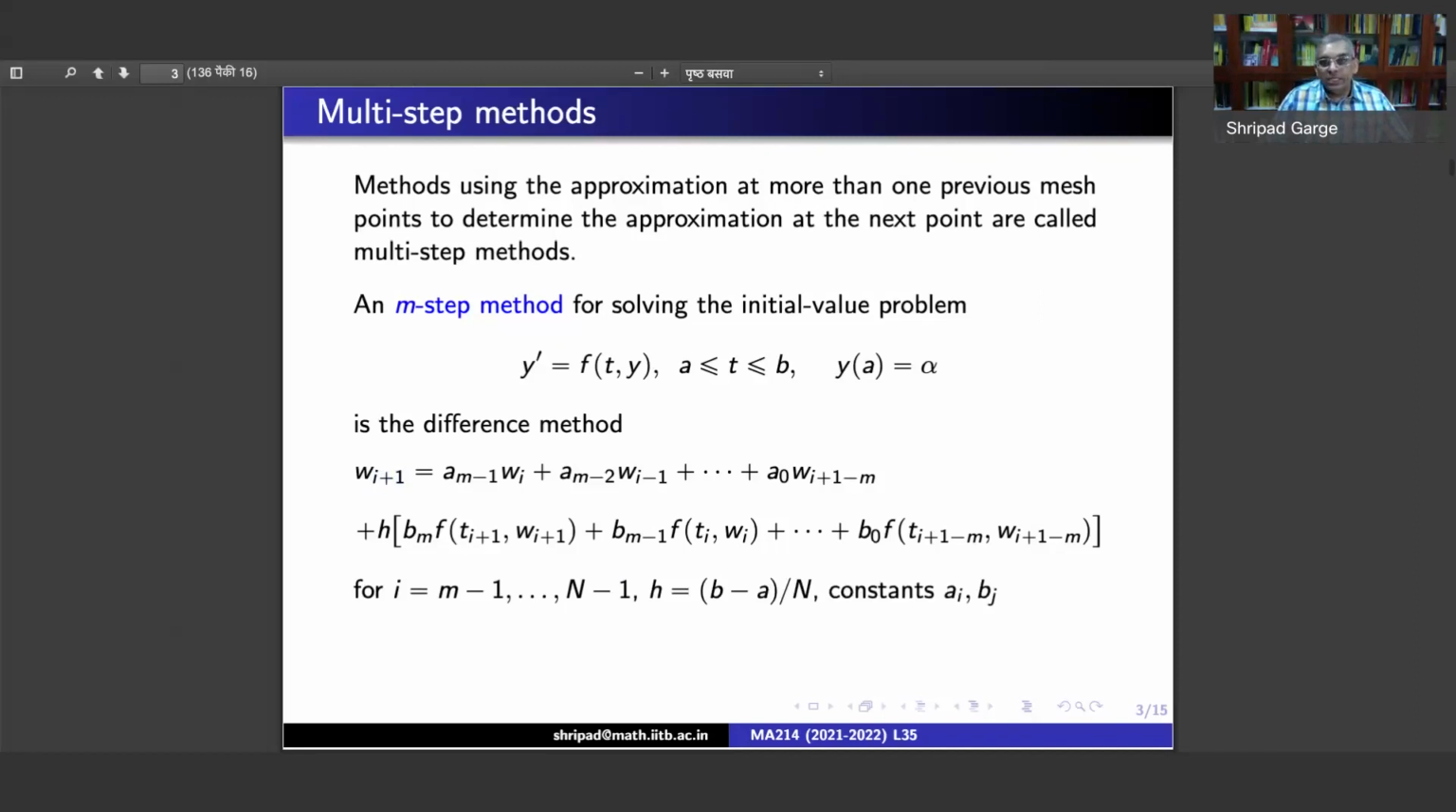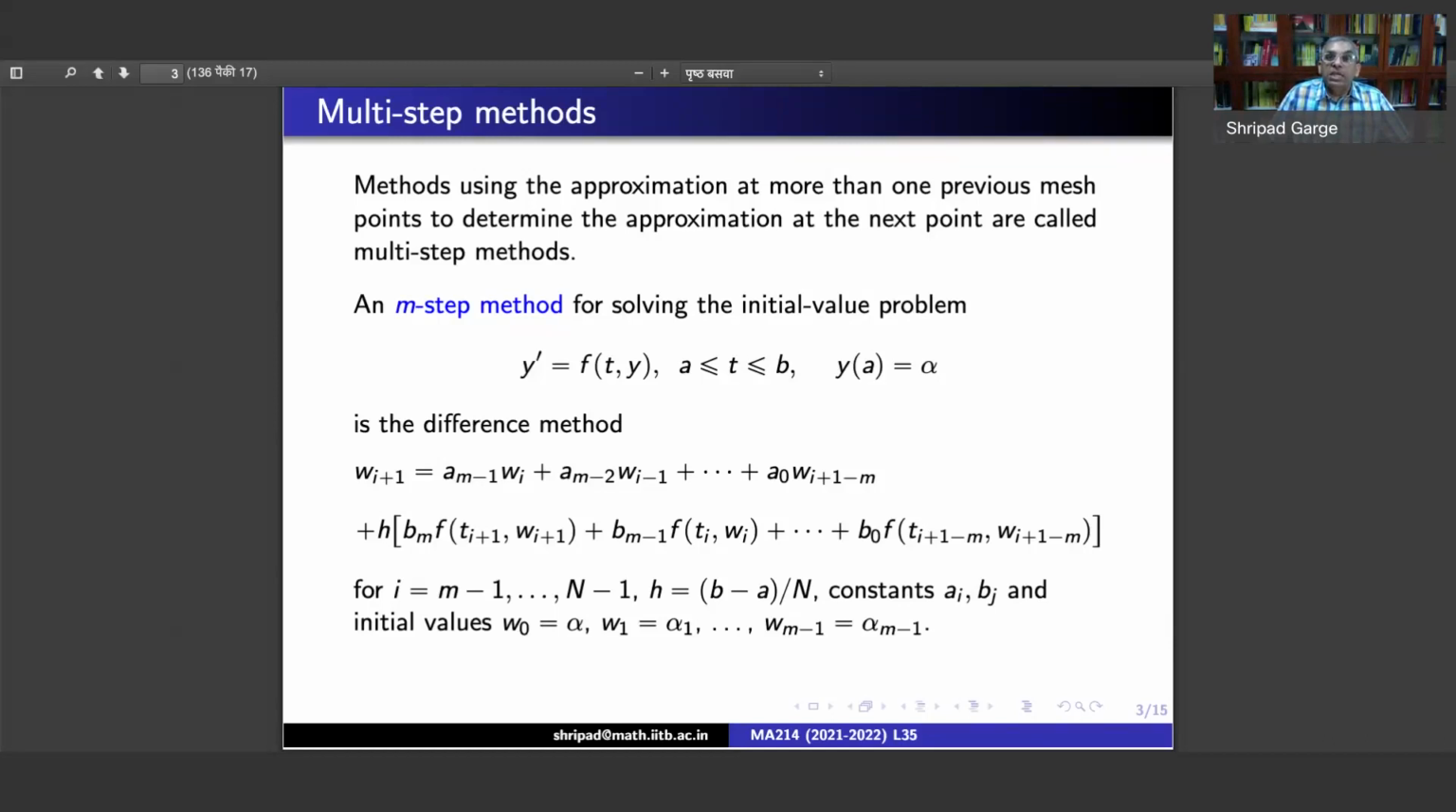ai and bj, these are some constants. Most often these are real numbers, and you will have to have the initial values. So w0, which is anyway alpha, w1, which we call alpha 1, so on up to wm-1, which is alpha m-1. So this is like, instead of looking at the fixed point iteration method, if you look at the second method, instead of looking at the Newton-Raphson, if you look at the secant method, then you need to start with 2 initial points.